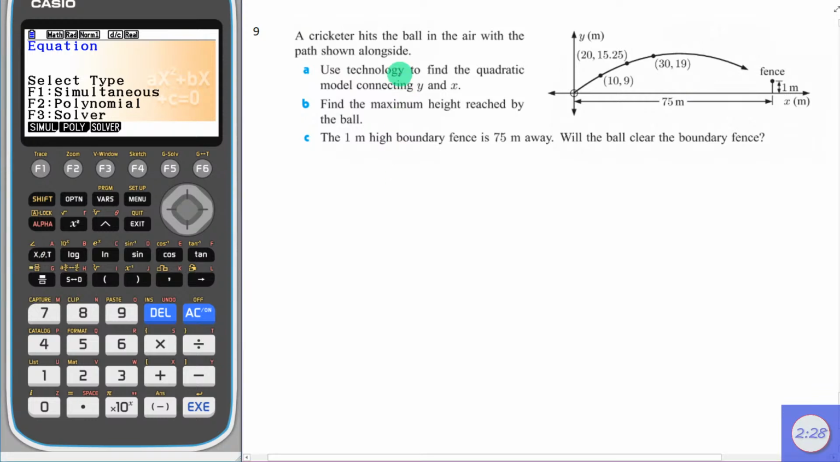I'll give you a hint: when it says quadratic, you need to be able to find a, b, and c in this quadratic.